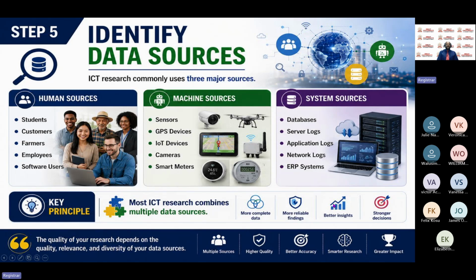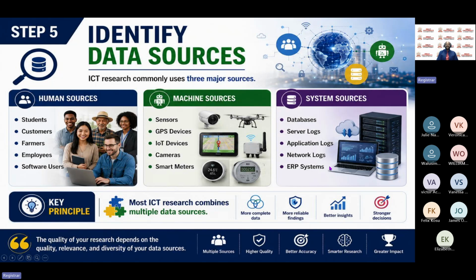If, like Elizabeth's research, you are working on library effectiveness using ICT and AI integration, we have students as human sources, and the machine sources will be the smart devices we use. The system sources will be the database, server logs, application logs, and many things. So students, customers, farmers, employees, software users, all are your human sources. Now the machine sources: the data you get from your sensors, multimodal data you get through your drones, GPS devices, IoT devices, access points, cameras, smart meters, sensors, everything. Now where is this integrated?